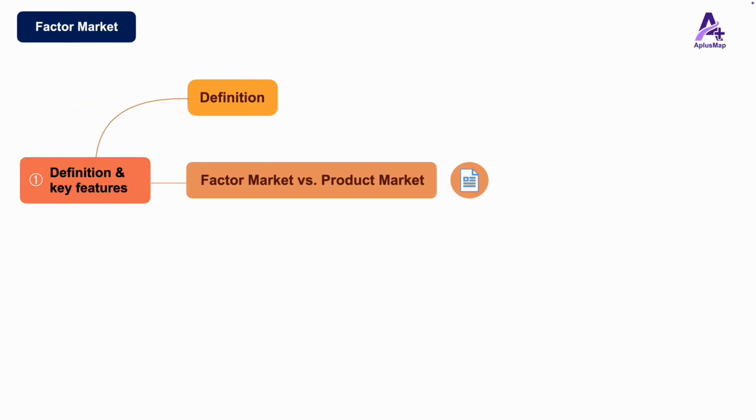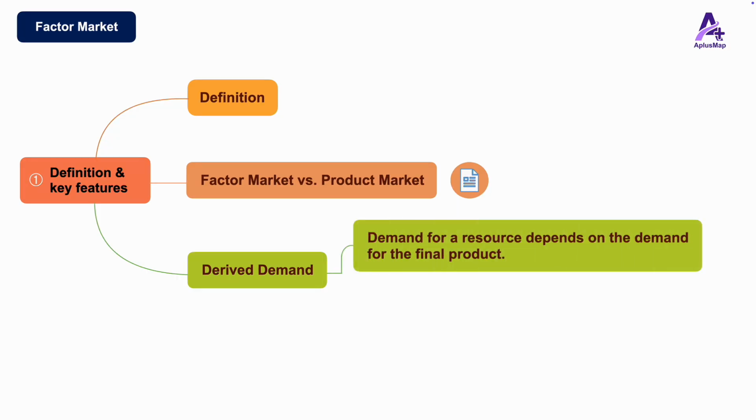Got it. Now, you mentioned this earlier, but there's a really key concept here called derived demand. What's driving the demand for these factors? Is it just businesses deciding they need more people? Or is something else going on? Yes, derived demand. This is the crucial link. It means the demand for a resource, say labor, doesn't just exist in a vacuum. It directly depends on the demand for the final product that labor helps create. Okay, so it's derived from something else.